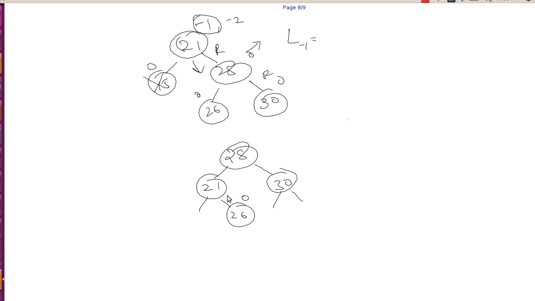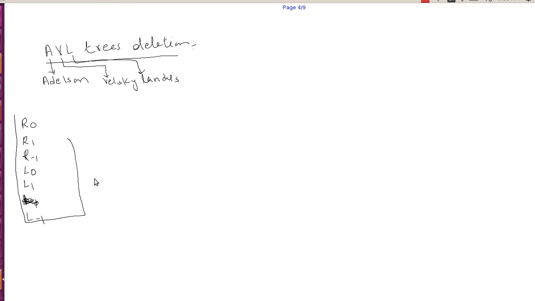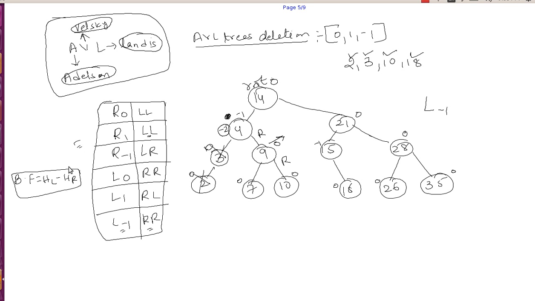Here the balancing factor will be 0, -1, 0, and 2 minus 1 is 1. So this is a balanced tree which you have got. So this is the process of AVL deletion. For all these things you have to learn by heart and remember this table, which is important. If you remember this table, everything will fall into place for you.